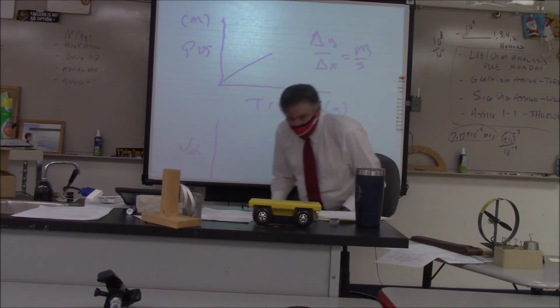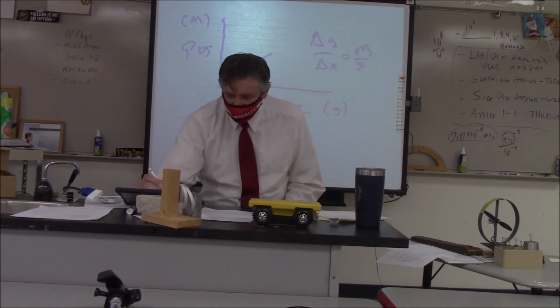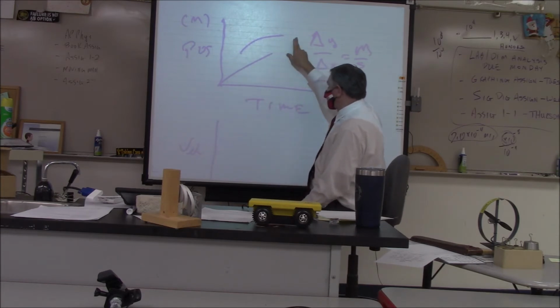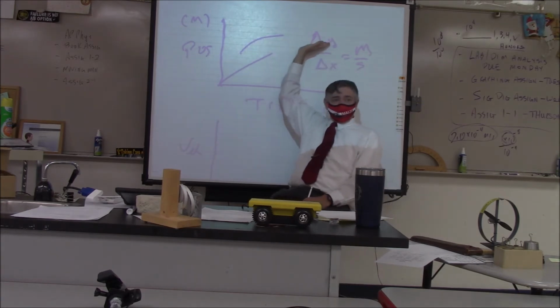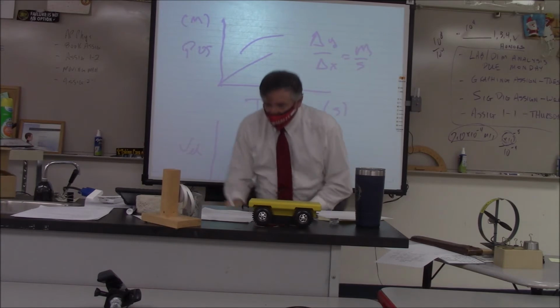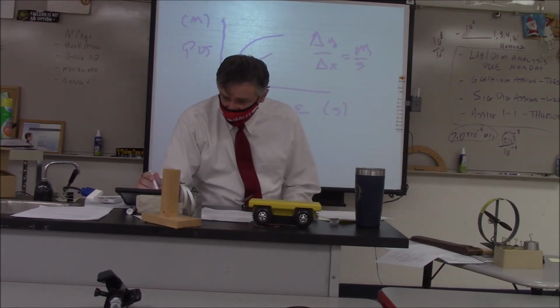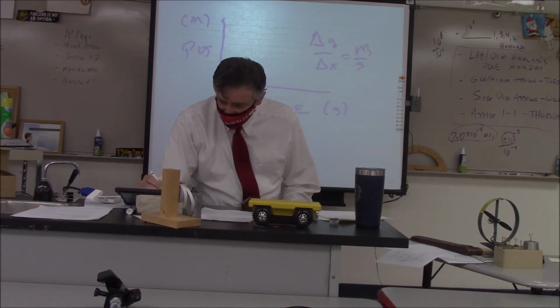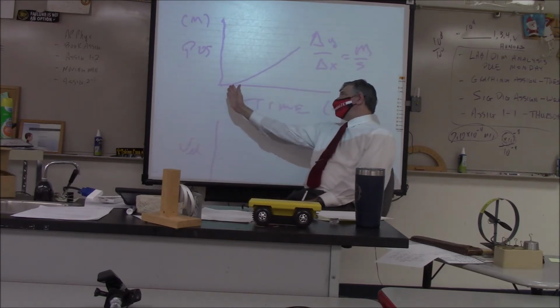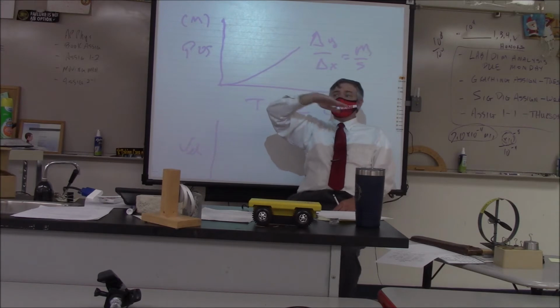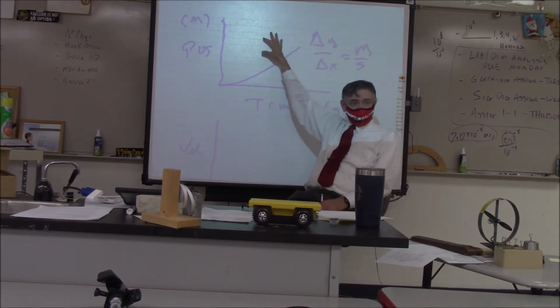If the line is curved, like this, okay, then that means that the object is slowing down because the curve is becoming more flat. If the curve, which is what's going to happen on your lab, you should end up with a curve that is going to look something like this. Okay? So if this line is becoming steeper, that means that the slope is becoming steeper. That means that the object is going faster.